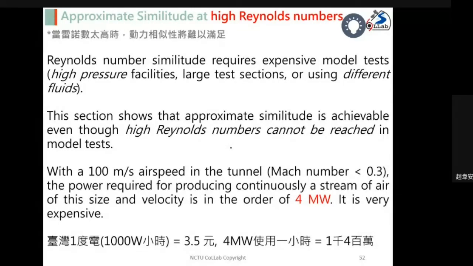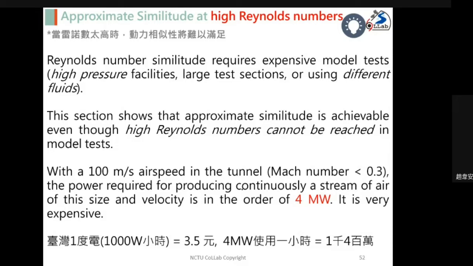One difficulty arising here is that Reynolds number similitude requires very expensive model testing, because usually the environmental conditions require higher pressures, a large scale, or different fluids. The example at the bottom shows this. On the previous slide, if we satisfy equal Reynolds numbers, we will have too high airspeed velocities.